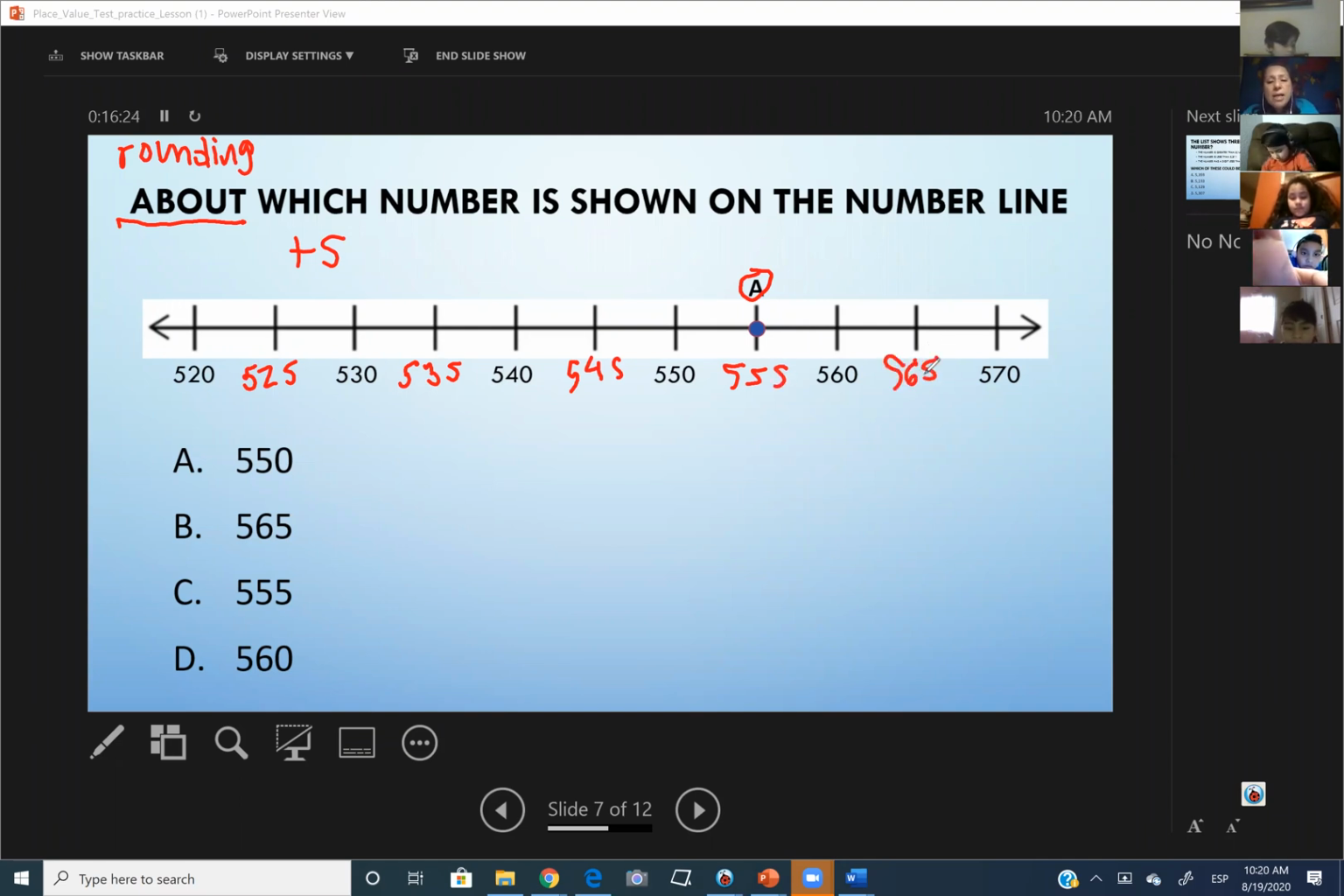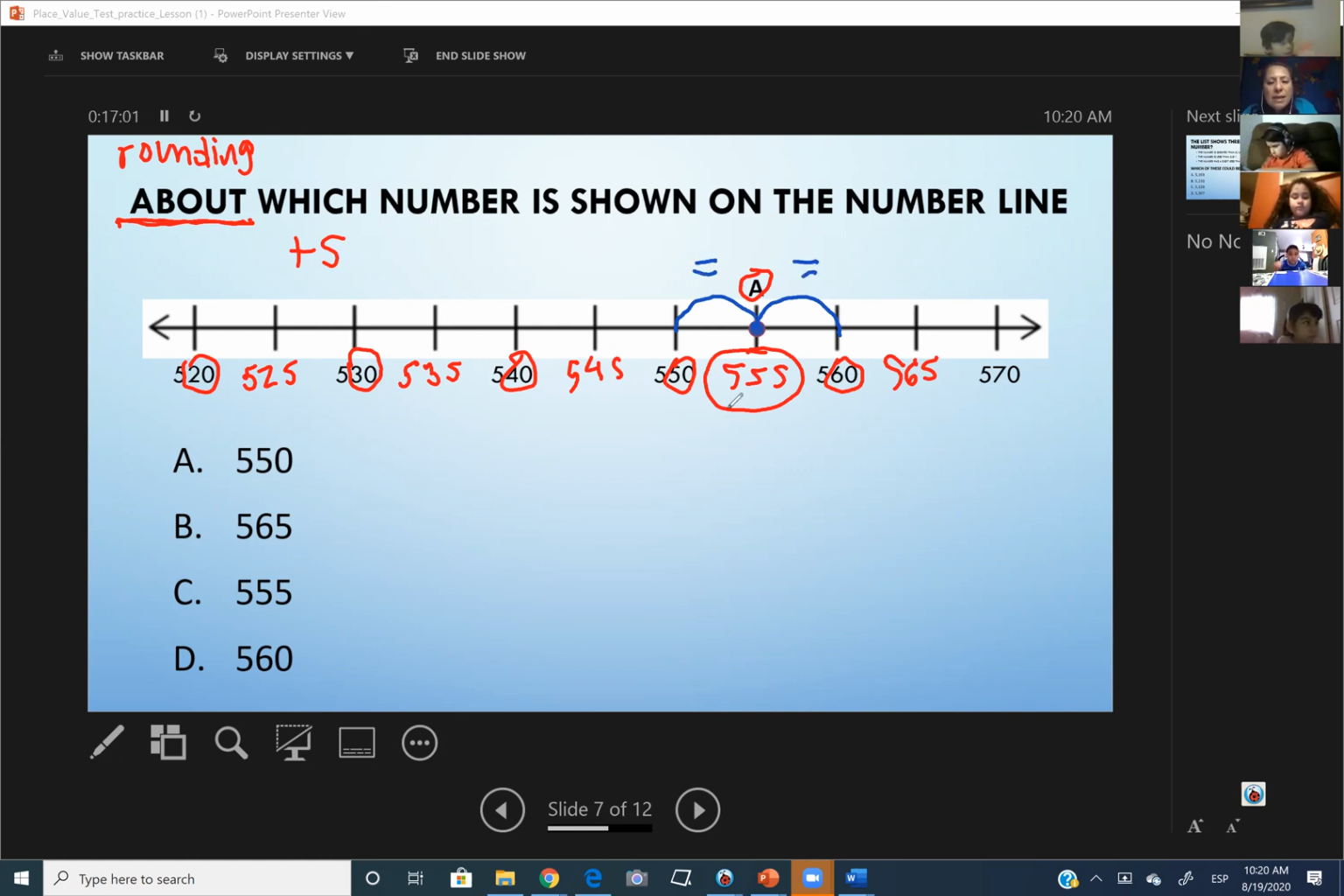Now, if you tell me that A is 555, you are right, but they are not asking me where point A is. They're telling me to round it. And because I notice these numbers are counting by tens, 20, 30, 40, 50, and 60, they want me to know which number is the closest. So what I'm going to see is that 555 is close to 560, but it's also close to 550. And I notice that the distance is the same.